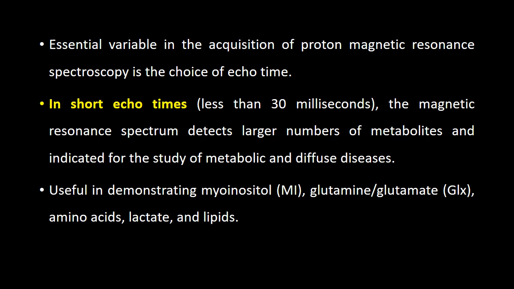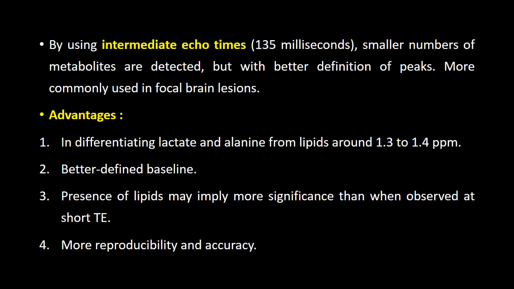One essential variable that is used in acquisition of spectroscopy is the choice of echo time. In short echo times, that is less than 30 milliseconds, the spectrum detects a large number of metabolites, and it is indicated in study of metabolic and diffuse brain diseases.